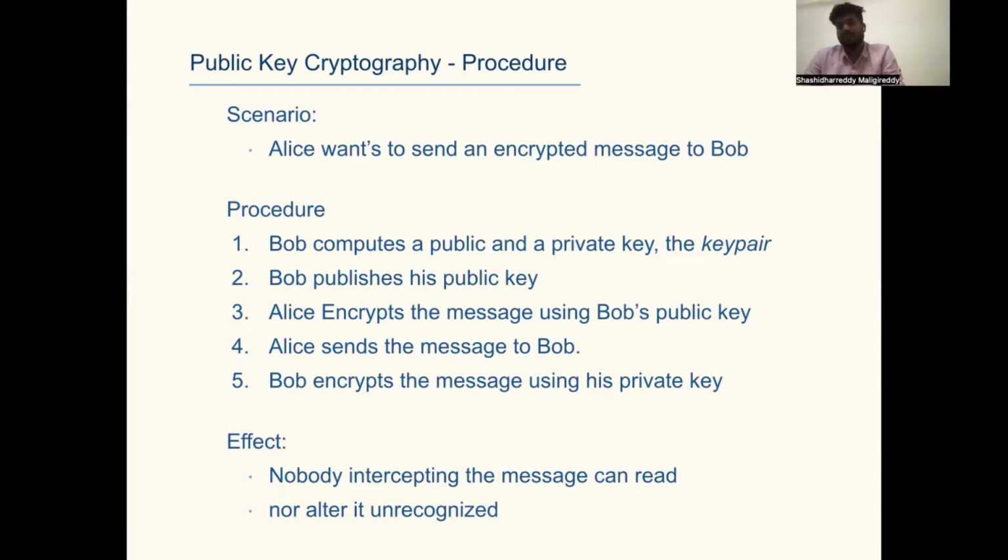After encrypting the message, Alice sends it to Bob. Bob decrypts the message using his private key. If the message decrypts successfully, then it is the correct message. Otherwise, it is the wrong message. In this, nobody can intercept and read the message.